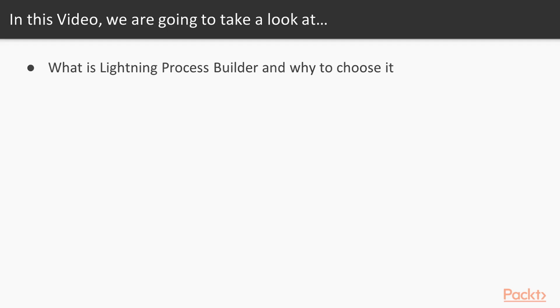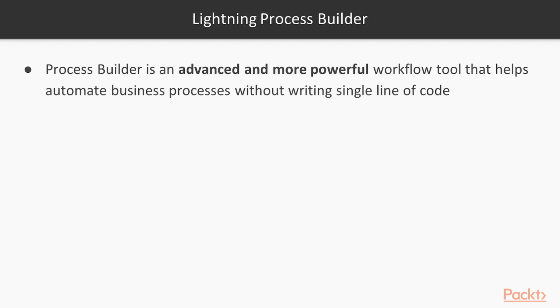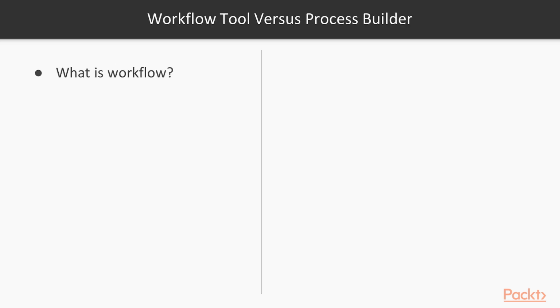Introduction. In this video, we are going to take a look at what Lightning Process Builder is and why to choose it. Process Builder is an advanced and more powerful workflow tool that helps automate business processes without writing a single line of code. For this, actually, we have workflows, workflow rules, and workflow actions. Then why should I choose Process Builder?